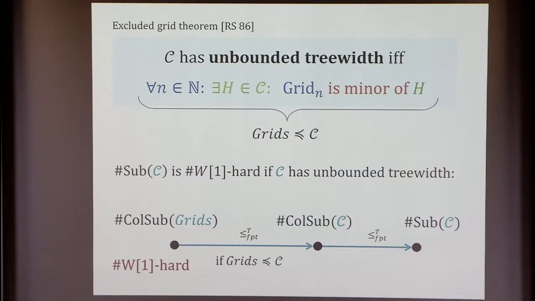Because for a long time, actually, to get an n times n grid, you would need to get a graph of exponential size. Actually, this was brought down to polynomial in the tree width by now, but this doesn't matter, really. The graph class C could still be arbitrarily sparse, but it's recursively enumerable. Okay. So anyway, this shows that counting subgraphs is hard if C has unbounded tree width.